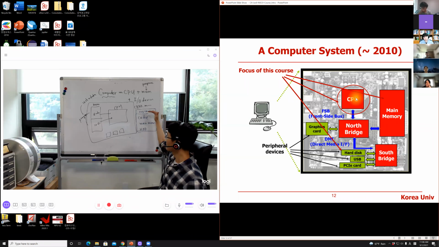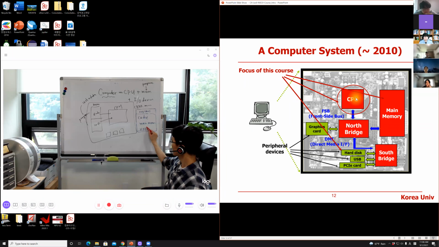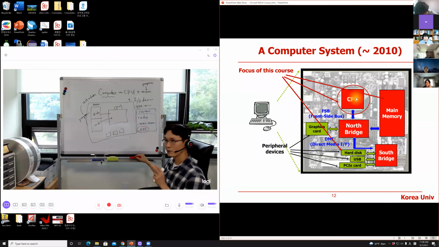Why do you want to have these different memory components in a computer? Given that the hard disk stores everything, why do you have to have main memory? Why do you have to have cache? And why do you have to have registers? We will talk about that.